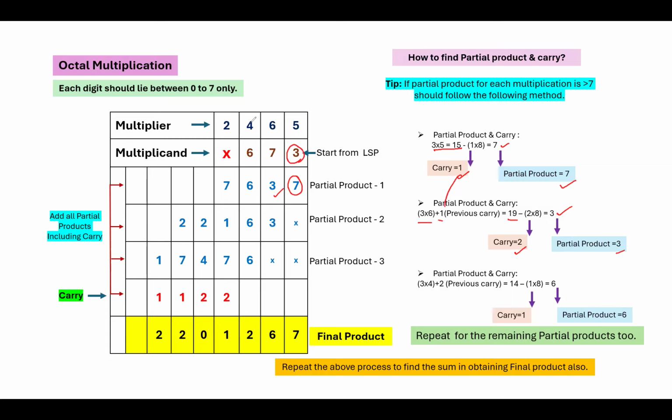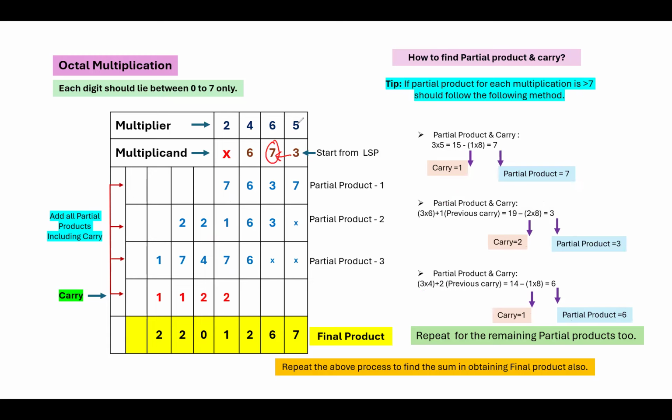Now 3 into 4, 12, plus previous carry 2. This is 14. 1 into 8, the difference is 6. Carry equal to 1, product is 6. Okay. Now 3 into 2, 6, plus previous carry 1. This is 7. 7 is less than 8. Okay, that is an octal digit. So no need to convert like this. Directly we can write the octal digit as 7. So the total 7637 is the first partial product.